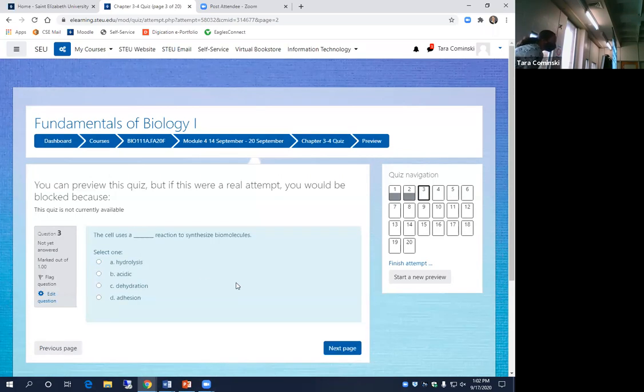Oh, did I not put the answer? I don't know, whatever. The cell uses a blank reactions to synthesize biomolecules. What's the name of the one that we use for synthesis? Dehydration. Dehydration, right? We're synthesizing, water's removed.